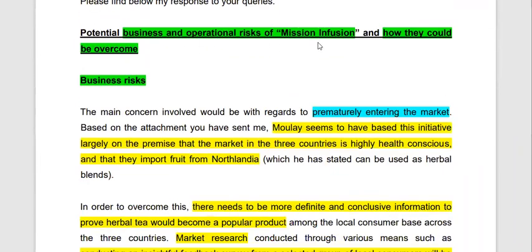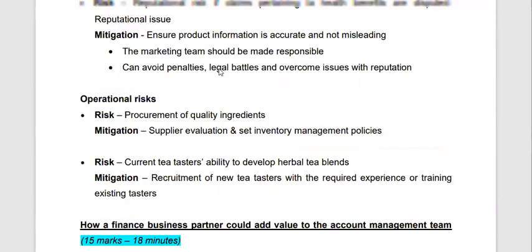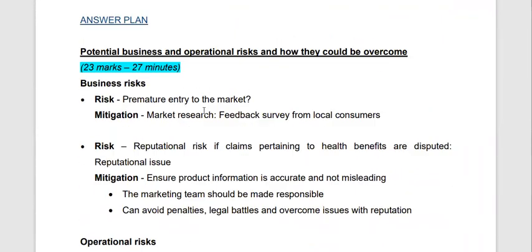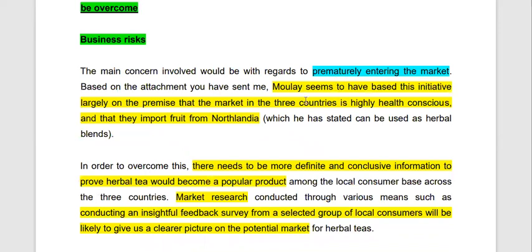Potential business and operational risks of mission infusion and how they could be overcome. First things first, let's look at business risks. Prematurely entering the market. That's what I highlighted in here. Premature entry into the market. So what can we do to mitigate this issue? Carrying out market research. When carrying out market research, it's better if we can get feedback from local consumers.